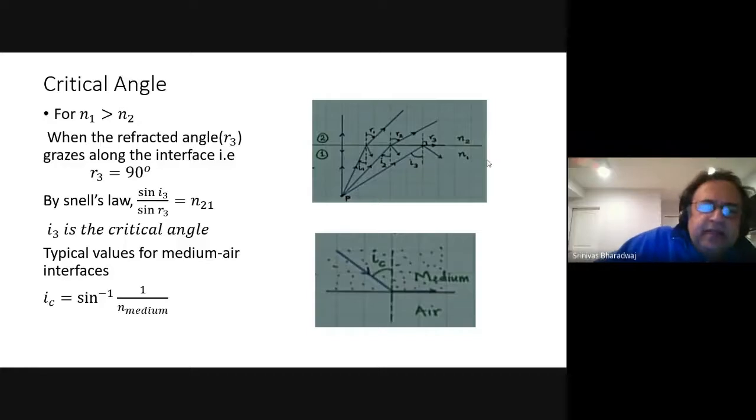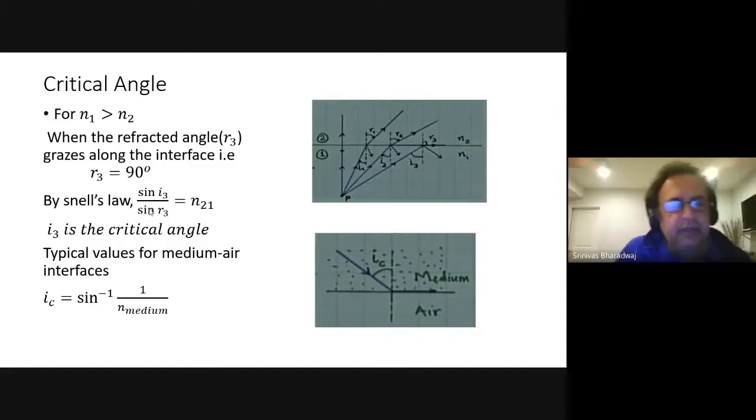It is the sine inverse of 1 over n, where n is the refractive index of the medium. The 1 comes from the refractive index of air. So when you go from glass to air, there is an angle at which the refracted angle will become 90 degrees. When the refracted angle becomes 90 degrees, all the light will start to reflect, and so that is the critical angle, the sine inverse of 1 over n.